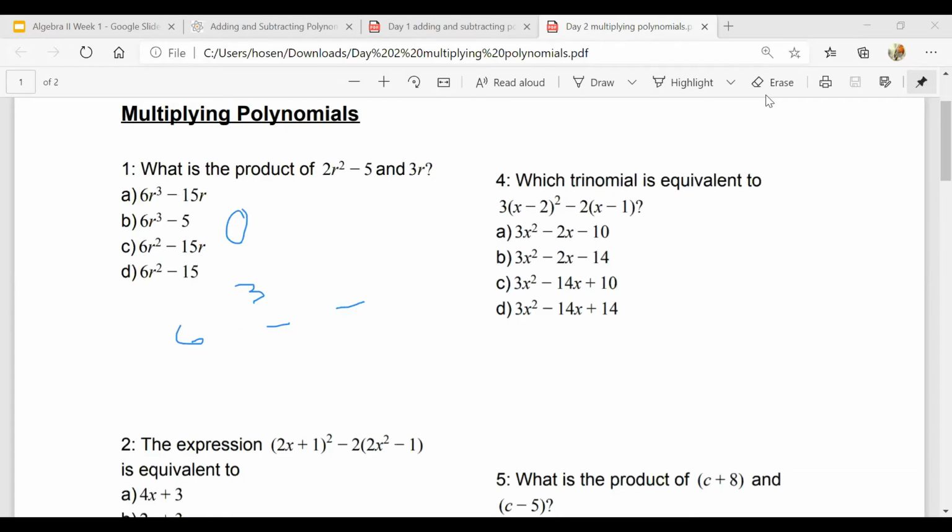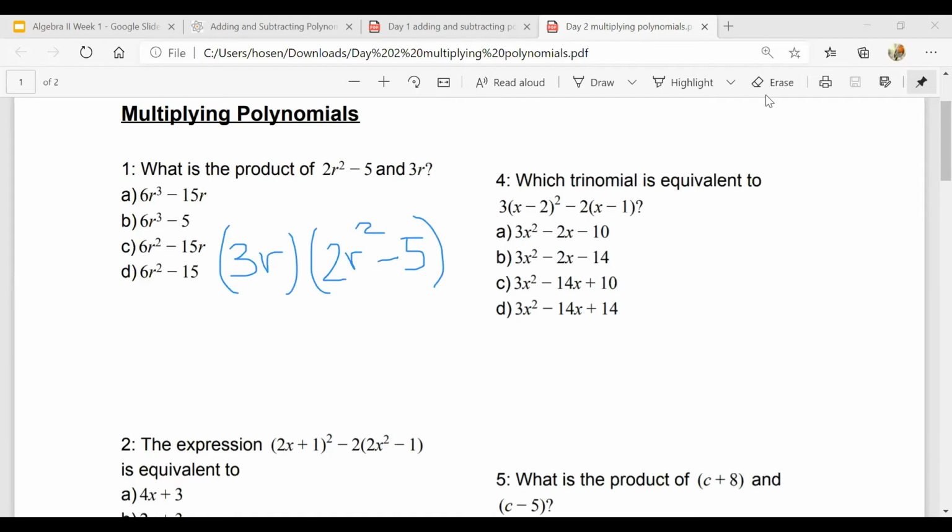Okay, so I'm actually going to go over number 1 with you guys, okay? So what do we do? It's asking you to find the product of 3x minus 5 and 3r. If I want to write this as a mathematical expression, this is what it should look like. 3r times 2r squared minus 5. Zari, if you can try number 4 if you want. So we have 3r, and then we are multiplying it with 2r squared minus 5.